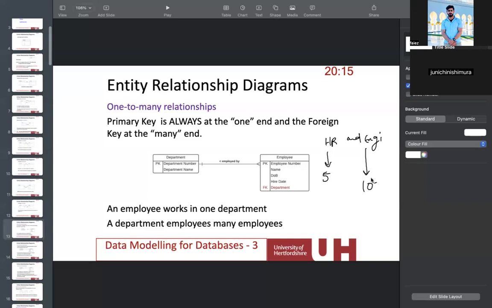Okay, let me ask you a question here. Tell me, June, what do you think about the relationship between department and employee, which entity holds the foreign key, FK, and why? Now you might be thinking, I'll try to test you over and over so that you will be a better student.